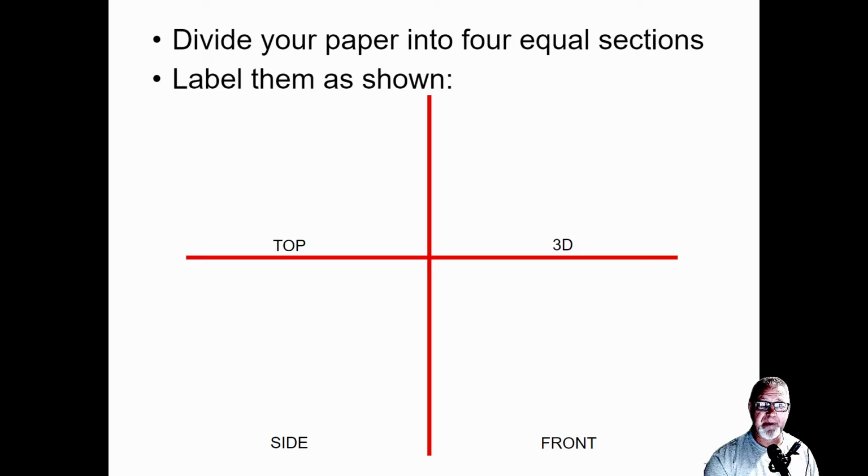You're going to divide your paper into 4 equal sections like this. So you've got a vertical line and a horizontal line, which results in 4 fairly equal-sized boxes. Please label them exactly as shown. Upper left, top. Lower left, side. Lower right, front. Upper right, 3D.